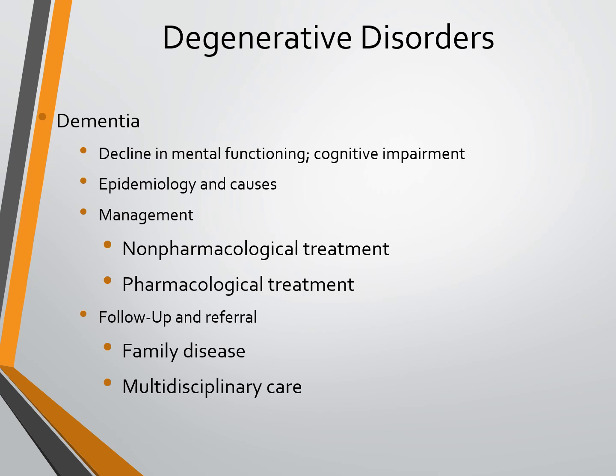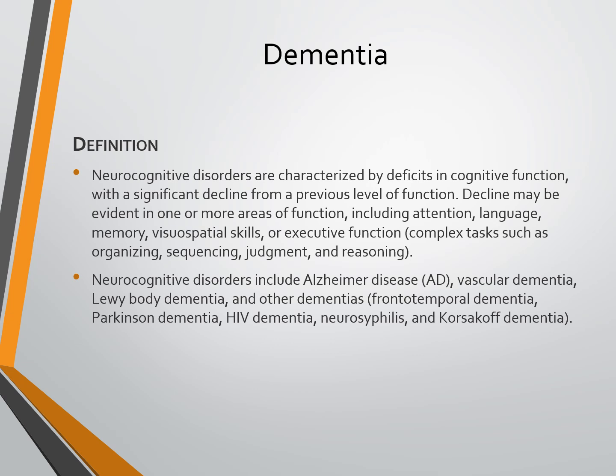Let's now talk about dementia. When we look at dementia, which is a degenerative disorder that impacts the neurological system, we're going to look at it first by defining what is dementia. What are some of the clinical manifestations? How would you treat this patient, both pharmacologically and educationally? And then what would be some of those differentials that you need to consider?